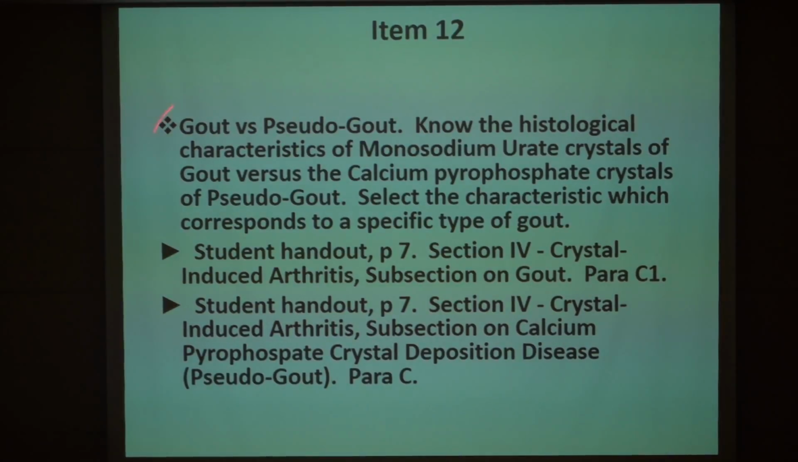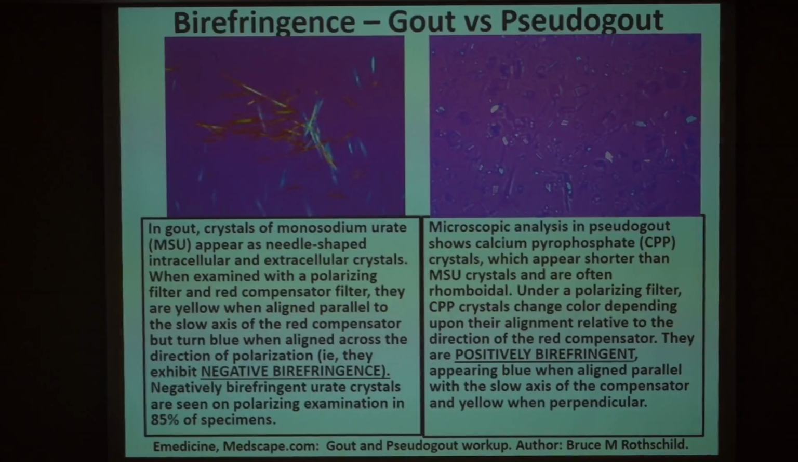Item 12, gout versus pseudogout. The two sections which I gave you here, if you read them, will describe what the crystals in gout are. They're sharp, needle-like, found in the cytoplasm of the neutrophils, and negatively birefringent. And then this section will talk to you about crystal-induced arthritis, specifically the subsection on calcium pyrophosphate crystal deposition, which is called pseudogout. And these crystals are rhomboid. They tend to be pale blue in color. They tend to be positively birefringent.